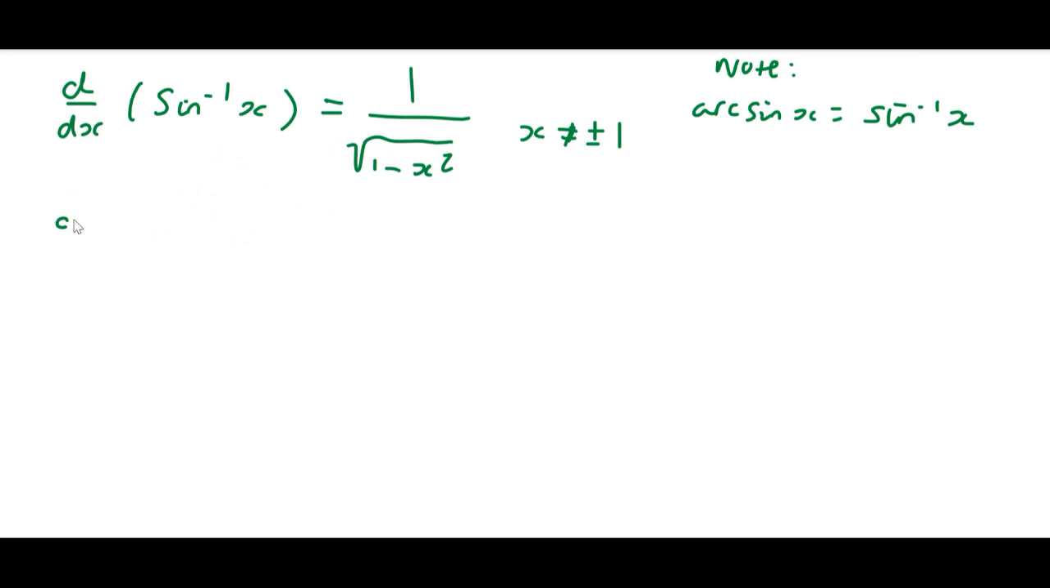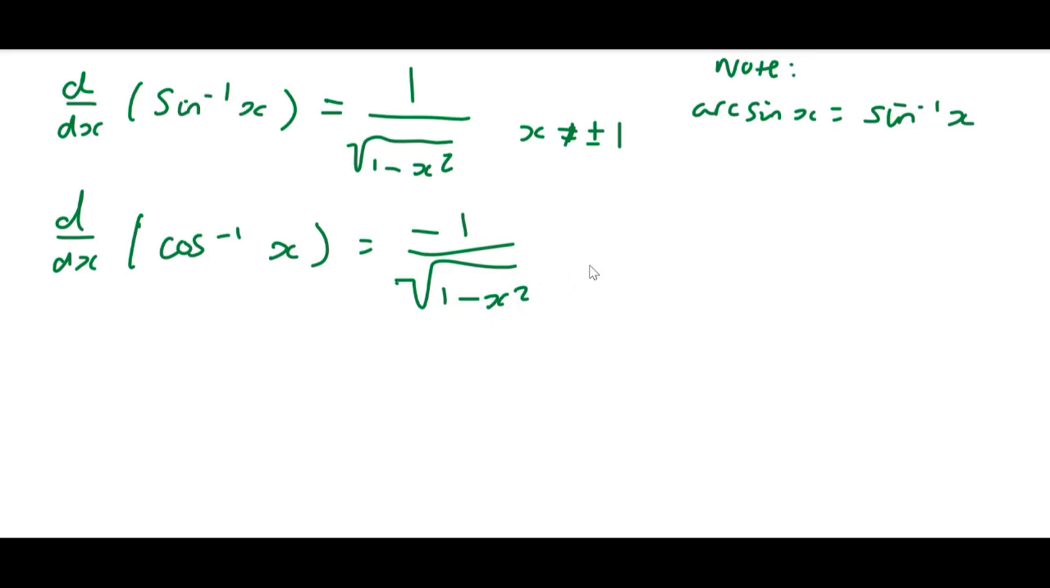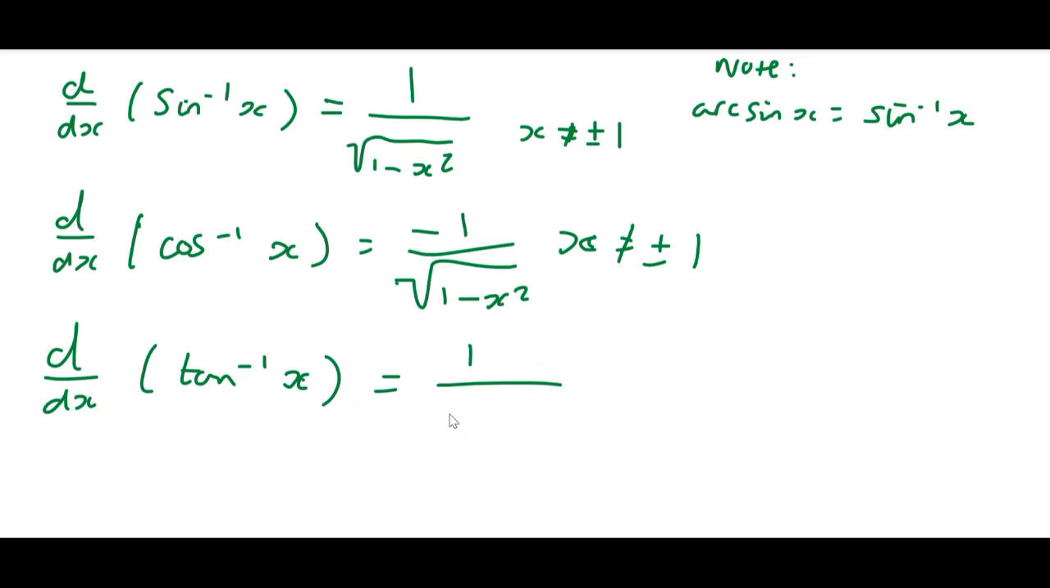Okay, and d dx of cos minus 1 of x is equal to minus 1 over the square root of 1 minus x squared, and x is not equal to plus or minus 1. Finally, we have d dx of inverse of tan. This one's equal to 1 over 1 plus x squared, okay?